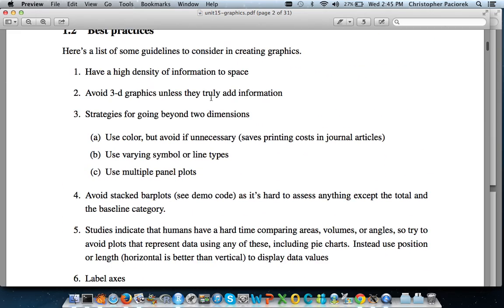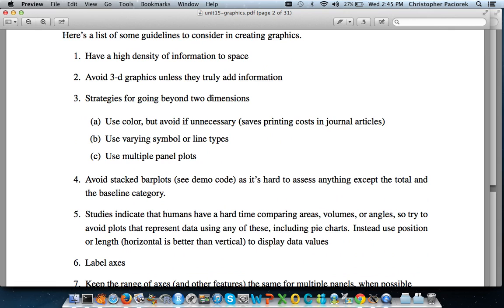So in terms of best practices, these are some of the things that people have talked about. You want to have a high density of information to the space that you're using. 3D graphics often don't provide additional information. If you need to express quantities that are in higher dimensions, obviously we're limited on paper or on the screen to 2 dimensions, but we can often go beyond that by employing color or different symbol types or having multiple panels. We'll see some of this.